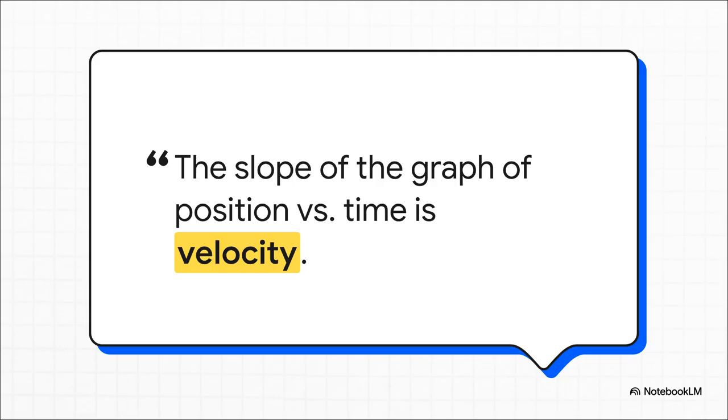So here it is, the first huge takeaway. The slope of a position-time graph is the object's velocity. A really steep slope, high velocity. A flat, horizontal slope, that's zero velocity. The object is just sitting still.